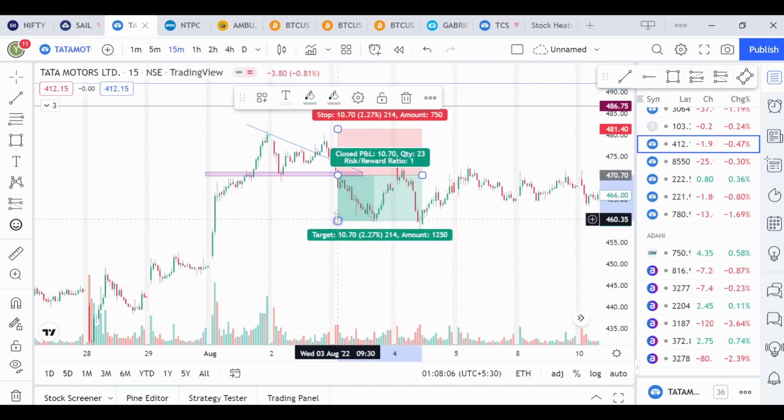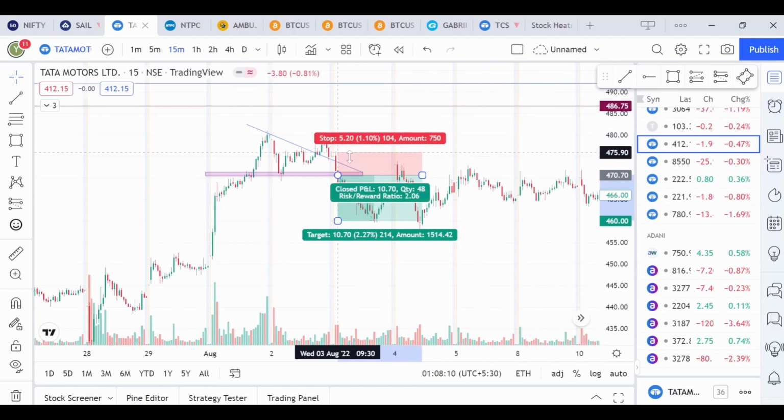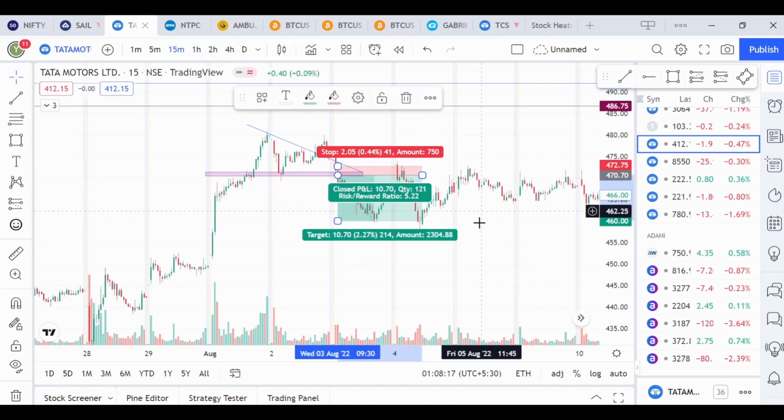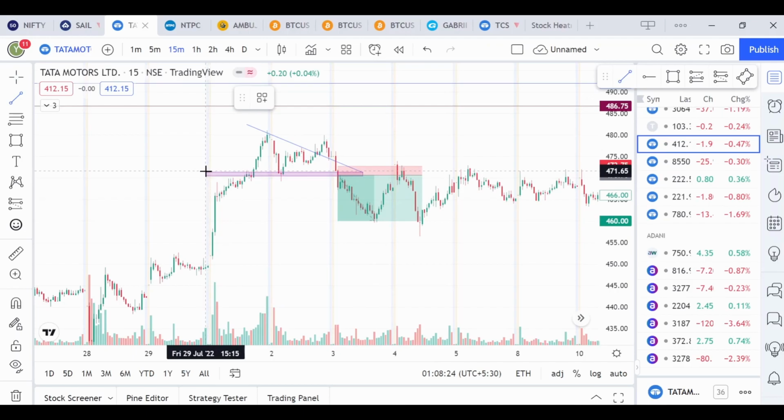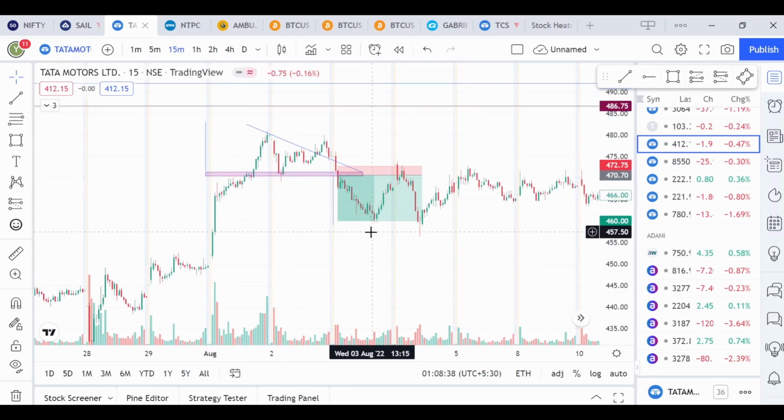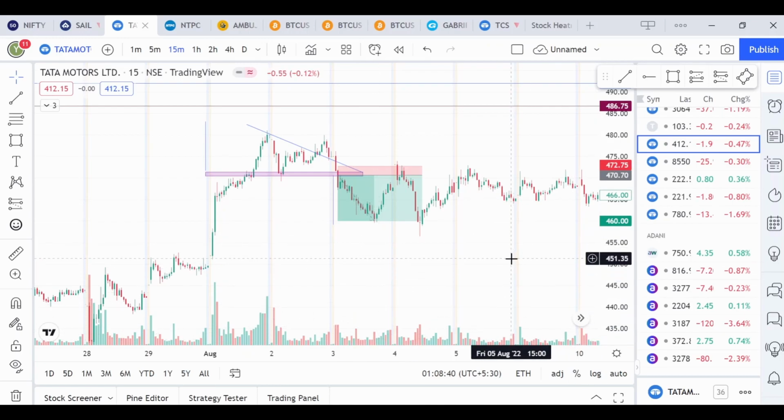entry and exit points. Our stop loss will be where the chart pattern gets invalidated, so it will be over here. As you can see, we are getting a very good risk to reward ratio of 5.22, and our target will be equal to the size of the pattern here. As you can see, the exact target was hit and our pattern worked correctly in this scenario.